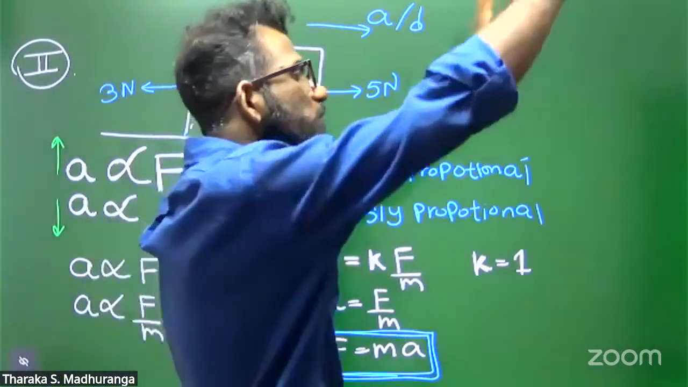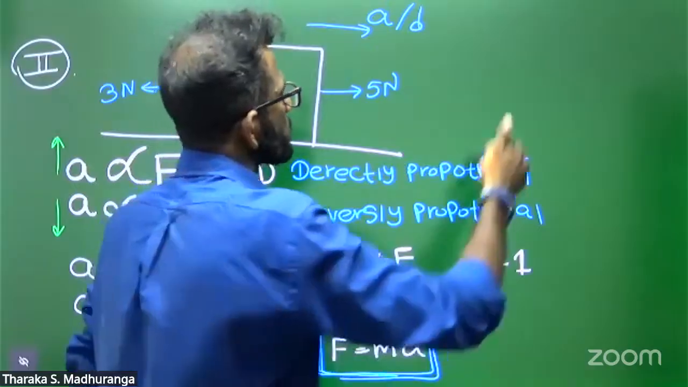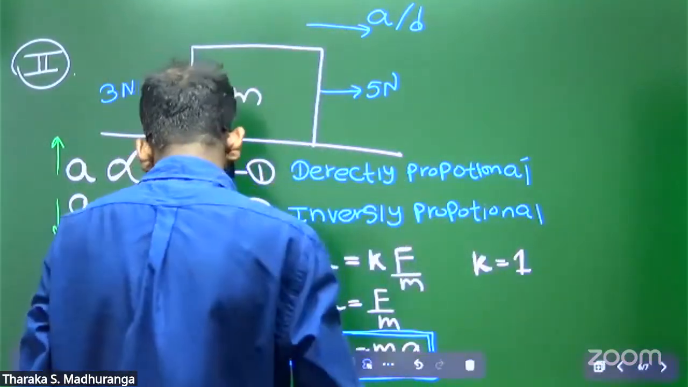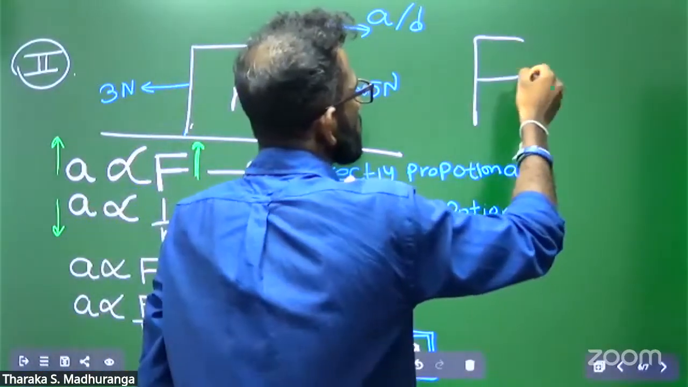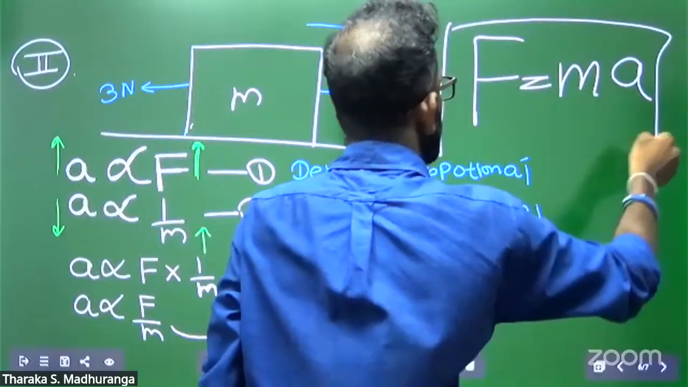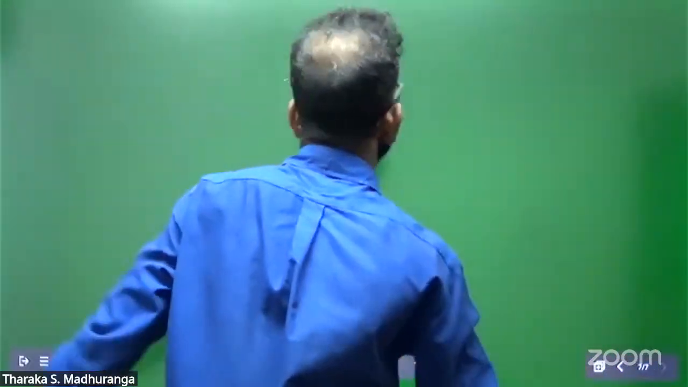Then I got, from Newton's first law and Newton's second law, the F equal ma equation. I got the equation F equal ma. F equal ma is my equation.